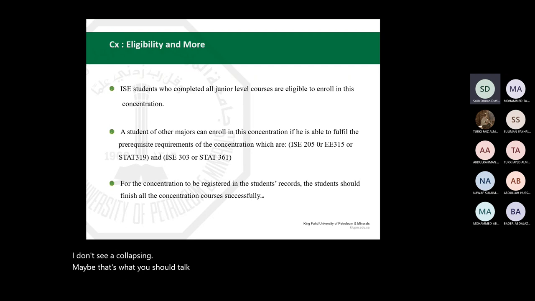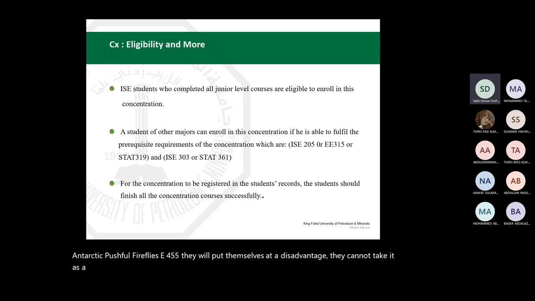We should have brought Dr. This is mainly needed for the game theory, and it gives a push in the ISE 455. They will put themselves at a disadvantage. They cannot take it as a 303 as a technical elective.